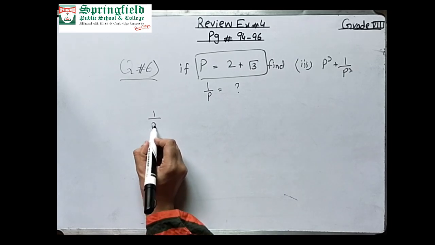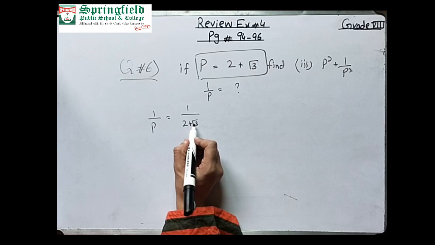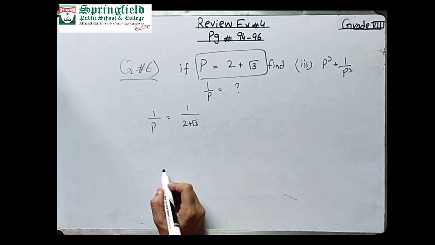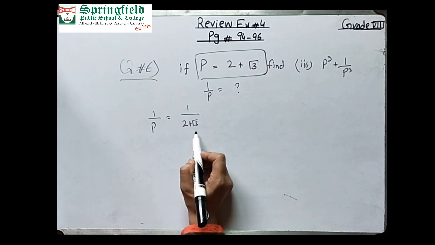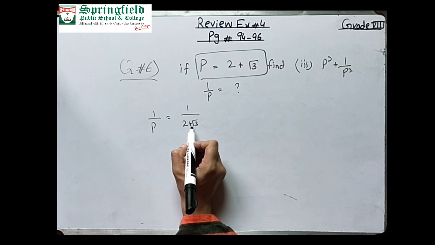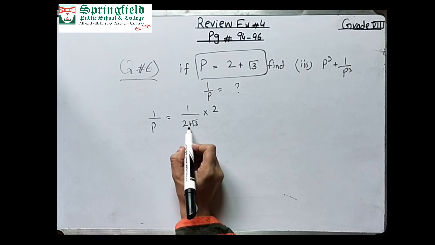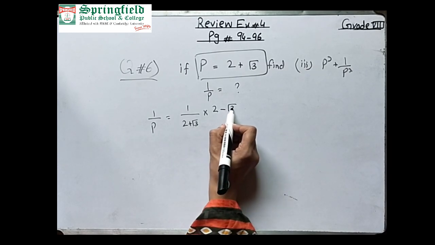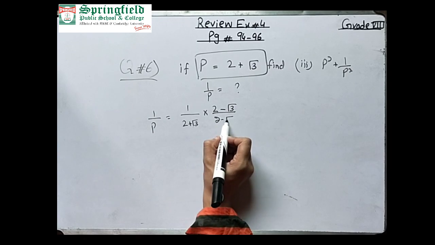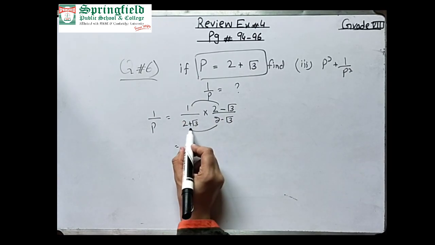So 1 by p means 1 by, write down the value of p, 2 plus root 3. And we know how we can find a rational number. So multiply by the conjugate of this denominator. What will be the conjugate of this number? The sign will change, it will become minus root 3, 2 minus root 3. Now multiply the numerator and denominator.